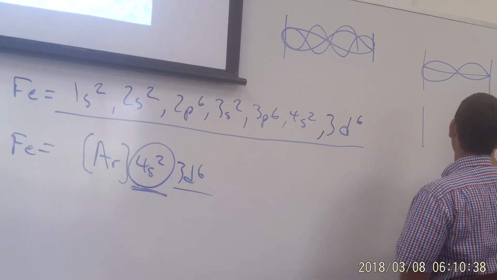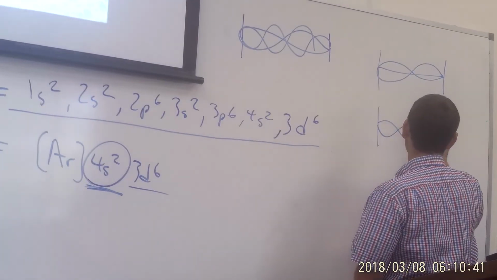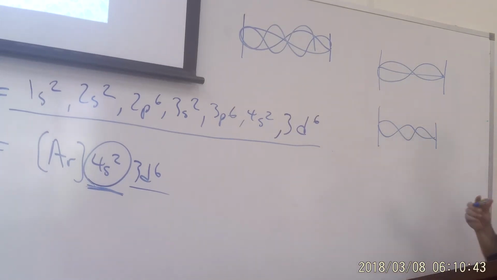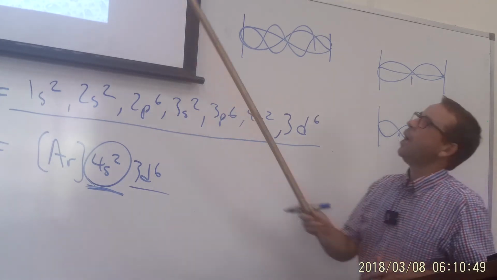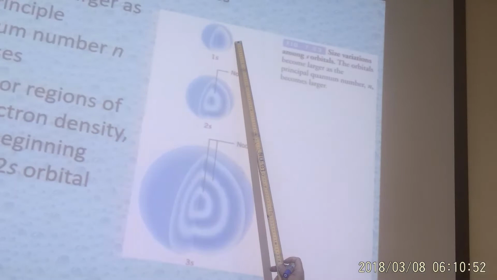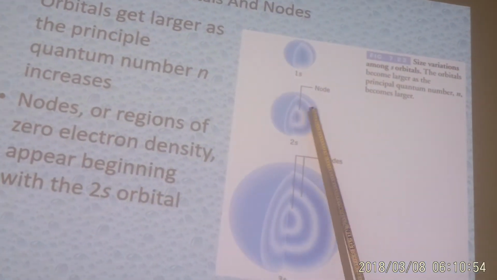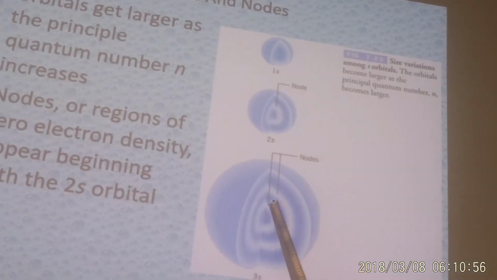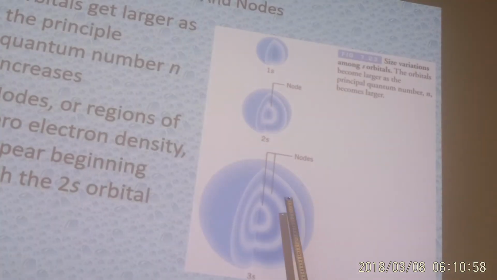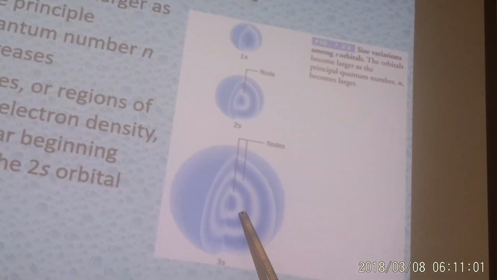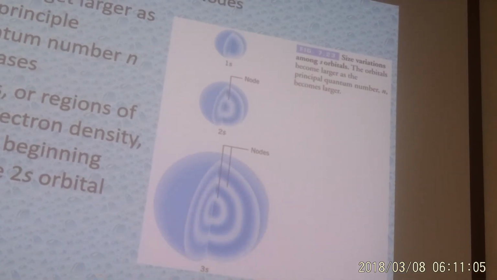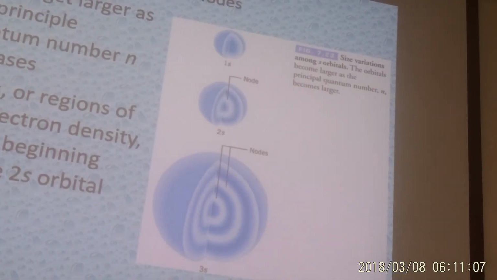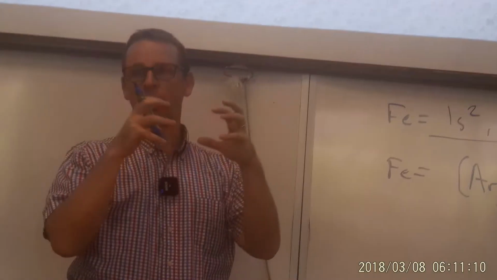right? Or we could do this, right? We called these regions right here where there was no motion, what do we call those? Nodes. And 1s has a node in there, 2s has 2 nodes in there, 3s has 3 nodes. So the spherical orbital, which is the 3s, for example, has these regions of electron density and these areas where there is no electron density. Again, because this is a 3-dimensional modulating wave, right?